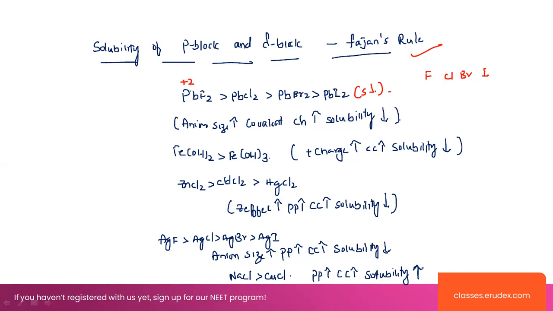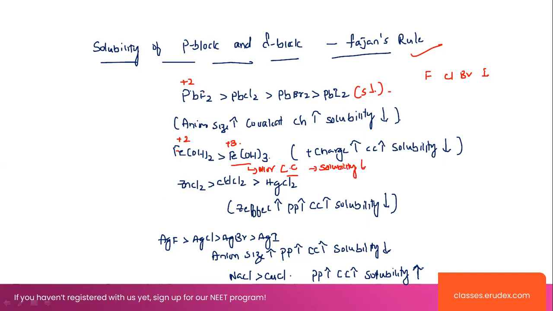Coming to the next one, here it is of cation. Whenever the charge on the cation increases, here it is Fe plus 2 and Fe plus 3, the positive charge increases, so there is more polarizing power and more covalent character, which means solubility will decrease. More covalent character means solubility will be less here.